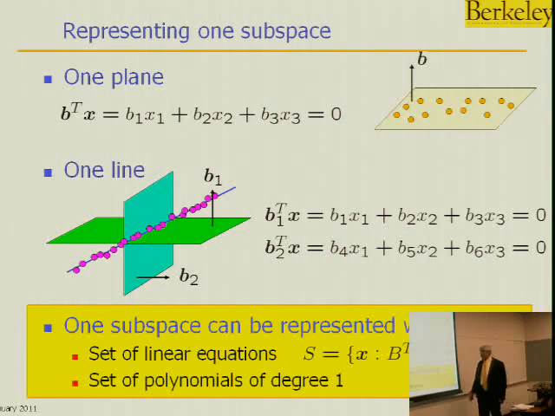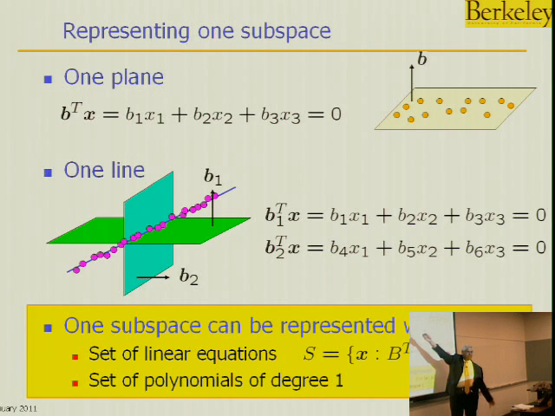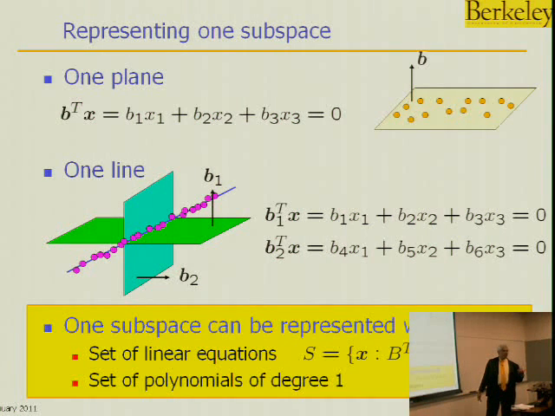I've written this in R3, but this could really be X belonging to R^D, which is the dimension of the data. And B transpose X equals 0 is a single scalar equation. The coordinates of B are the coordinates of the normal. So every hyperplane has one normal.